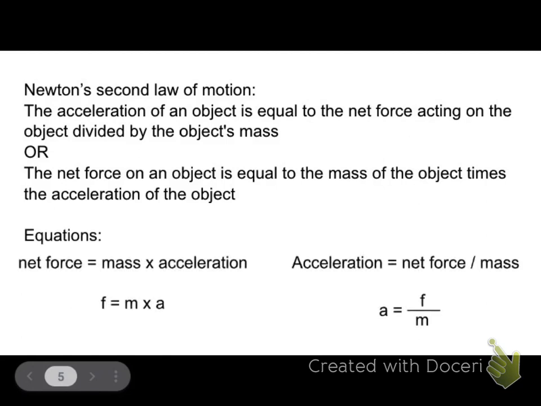Okay, the formulas for this would look something like this. It's the same equation, just written differently. Net force is equal to mass times acceleration, F = m × a, or acceleration is equal to net force divided by mass, a = F/m. You can use these equations to solve for acceleration and net force. So I want you to pay attention to the fact that when you increase the mass or want to increase the acceleration at which an object is traveling, you're going to have to increase the force.